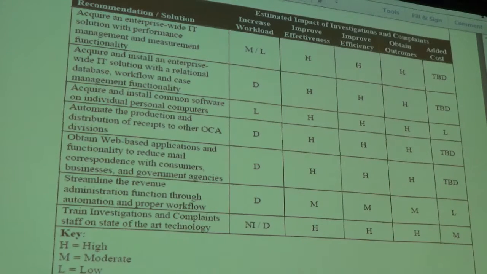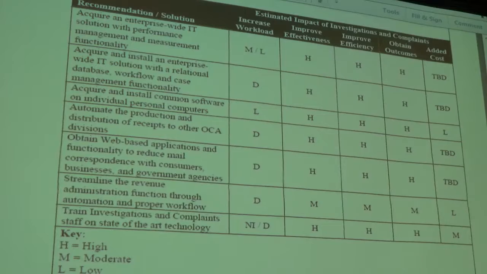Web-based applications, again, are supposed to reduce workload because individuals have the ability to send their complaints to the Office of Consumer Affairs over the internet as opposed to mailing the form or coming in person, not necessarily wasting their time, but taking time off from their employment to come to the office and file the complaint. Also, it's going to reduce the workload of staff because they don't need to complete the form and mail it out to the person with the complaint. The estimate would be a high impact on effectiveness, high impact on efficiency, high impact on outcomes.